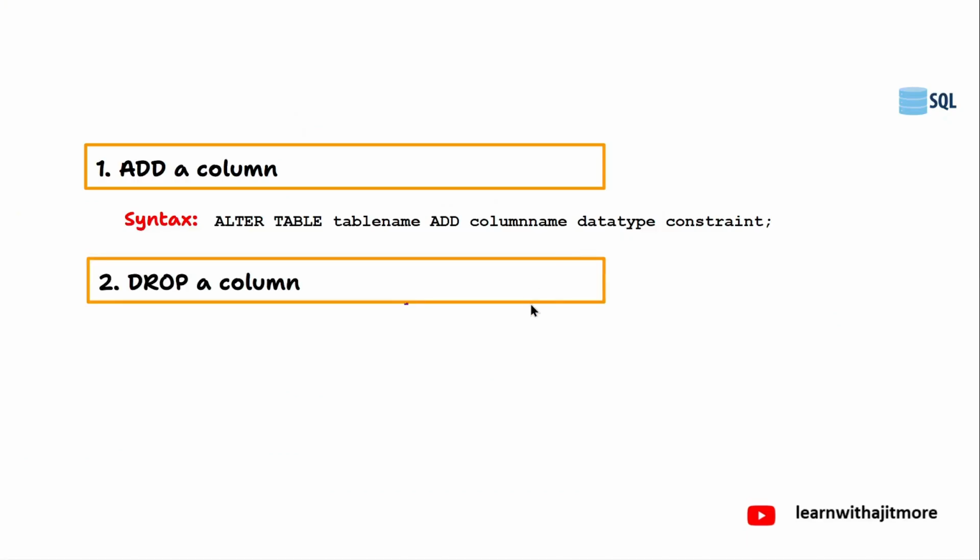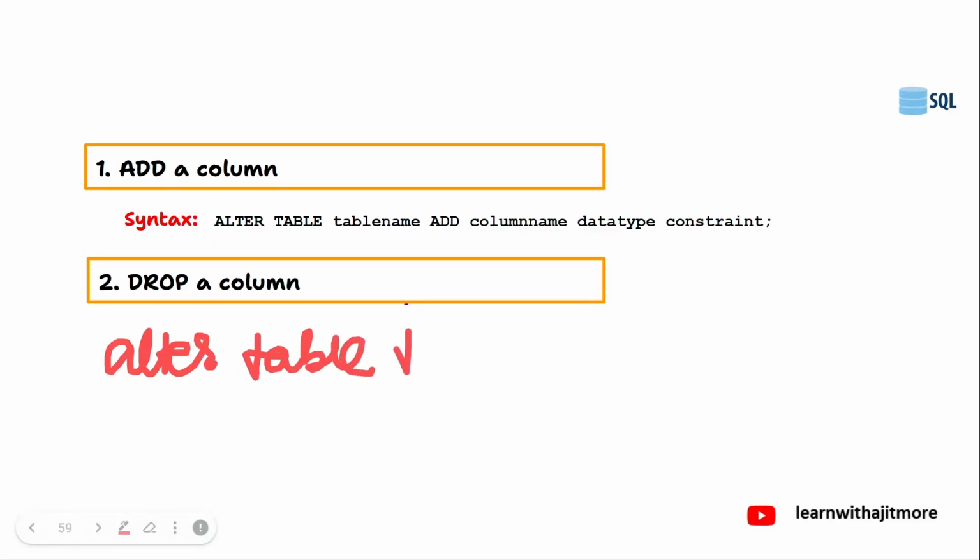Okay? Next is removing the column or dropping the column. When you drop the column, all the values are also lost from that column. Okay. So to drop a column, we have the command ALTER TABLE, table name, whatever the table name is. Then again, ALTER and TABLE are keywords. Then instead of ADD, we have to use DROP.